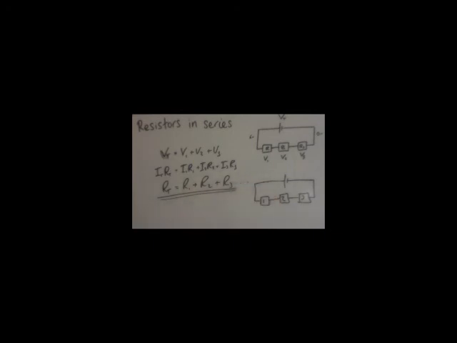This equation, RT equals R1 plus R2 plus R3, goes on. It's not just 3, it's 2 or 4 or 25,000, it doesn't matter. But for resistors in series, the total resistance is the sum of the individual resistances.